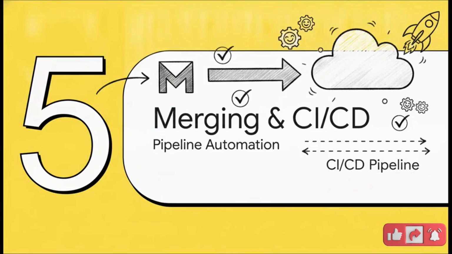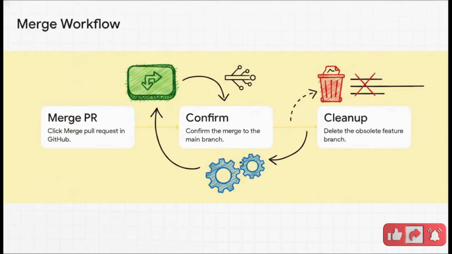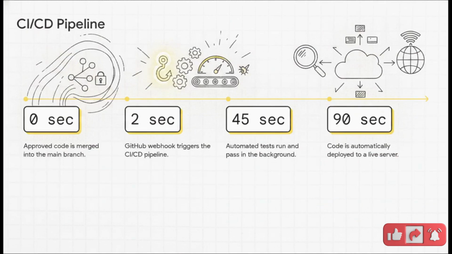And finally, Section 5, merging and CI/CD pipelines. Once those conflicts are sorted and your PR is approved, it's literally just a click of the green Merge Pull Request button in the GitHub UI, and your code is seamlessly integrated into the main branch. You confirm the merge, and then, pro tip for keeping your repo clean, you delete the now obsolete feature branch. Your feature is officially part of the main codebase. You've successfully completed the core version control lifecycle. But in a modern DevOps environment, the journey definitely doesn't stop there.